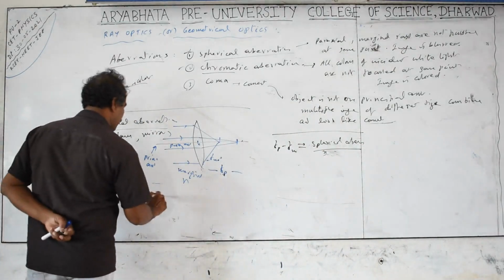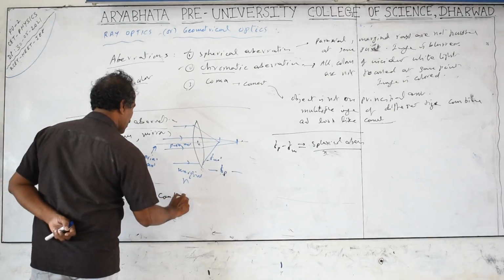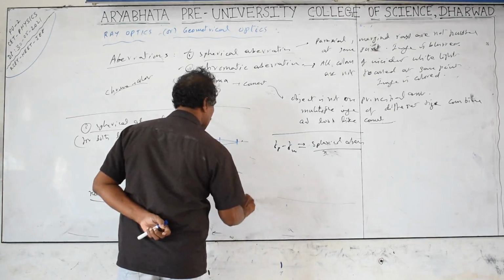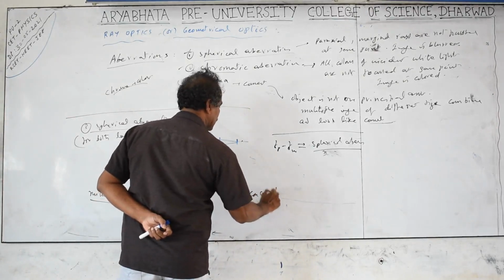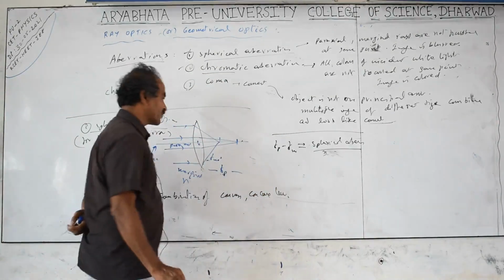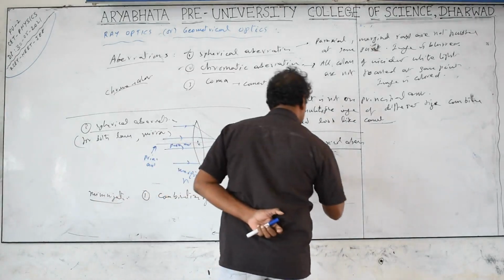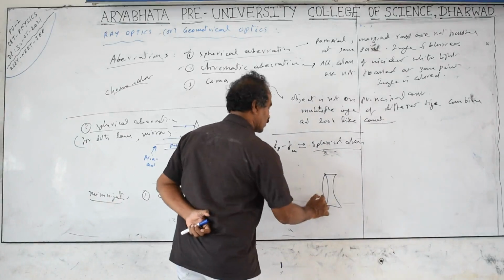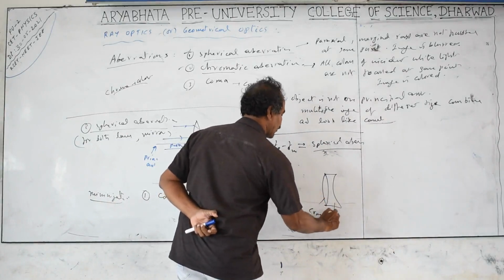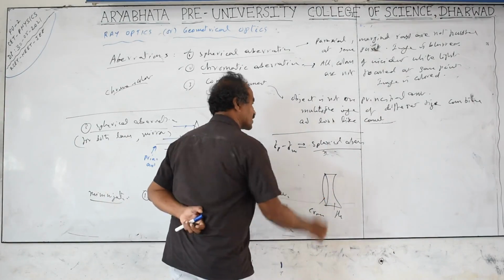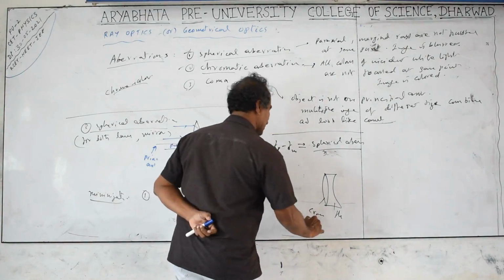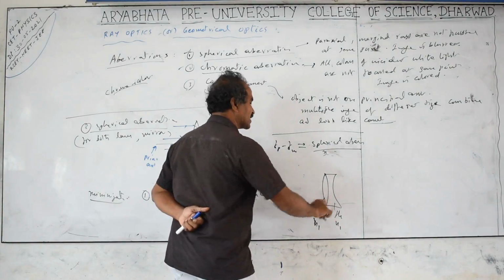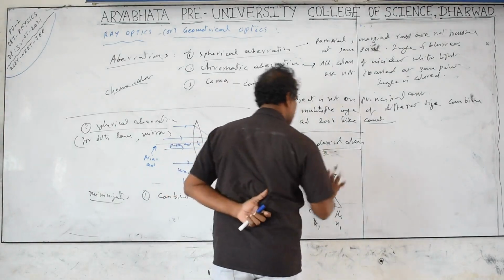One method is a combination of convex and concave lenses. For a convex lens the focal length is positive, for a concave lens the focal length is negative. One is called crown glass, another is flint glass, so that the radius of curvature is the same but the refractive index is different. This refractive index is N1, this refractive index is N2. You have to take the combination such that the resultant is a convex lens, meaning a converging lens.